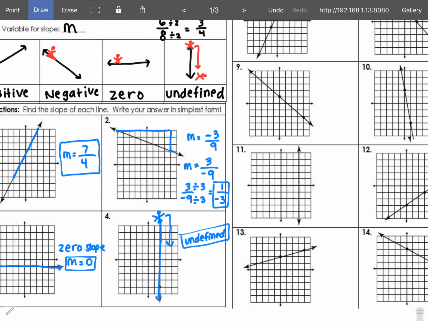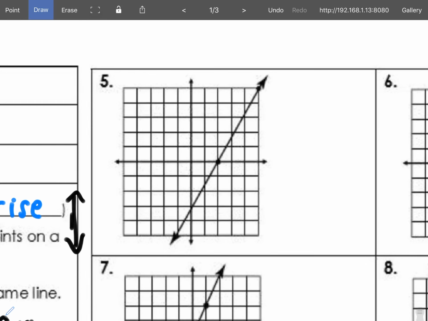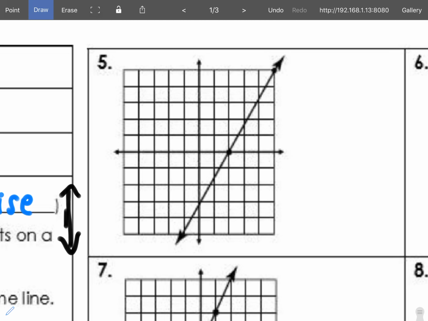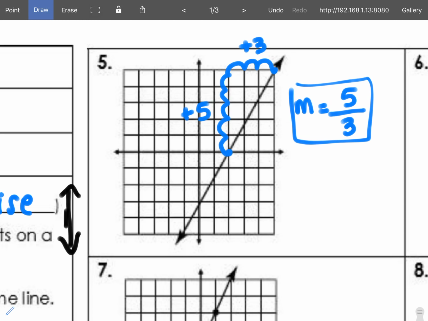Okay. All right, let's go on to number 5. So we're going to start here, and we're trying to get all the way up to here. So we have to go up 1, 2, 3, 4, 5. And we went up, right? So it's a positive 5. And then we have to run 1, 2, 3. And we went right, so it's a positive 3. So remember, slope is rise over run. So we rise positive 5. We ran positive 3. That's your answer.